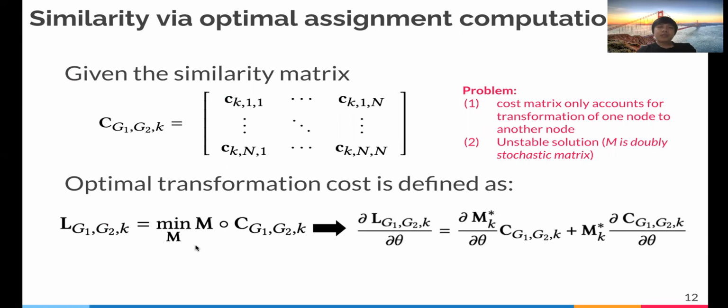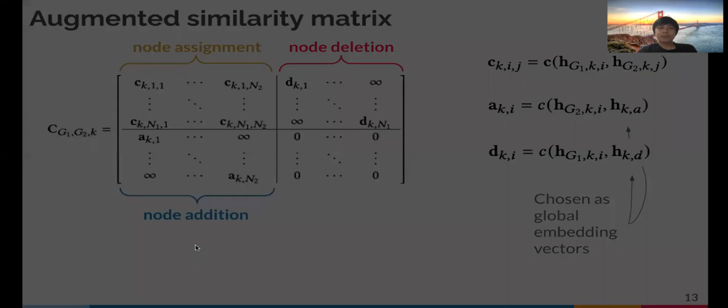However, this formulation has two problems. First, the cost matrix only defines the transformation from one node in one graph to another node in the other graph. But we also need the cost of node additions and deletions as well. And second, this solution and the gradients of the linear programming objectives are highly unstable, which makes gradient-based learning very challenging to use in order to learn the parameters of the model.